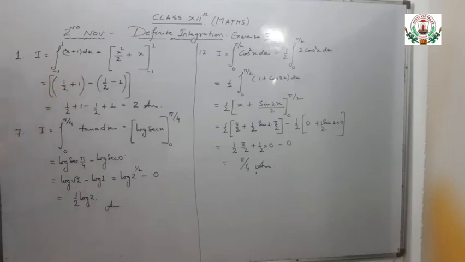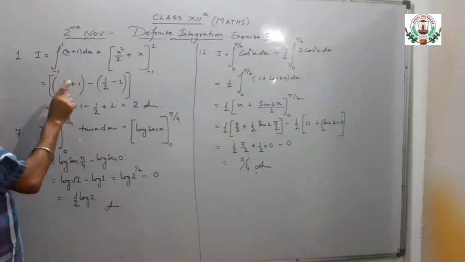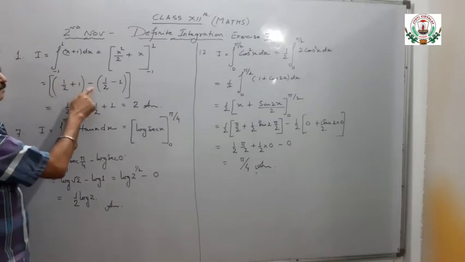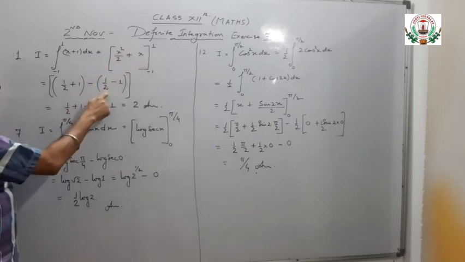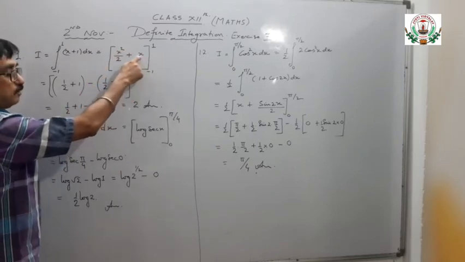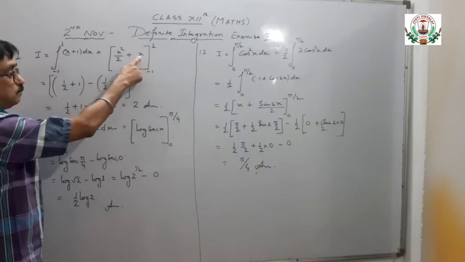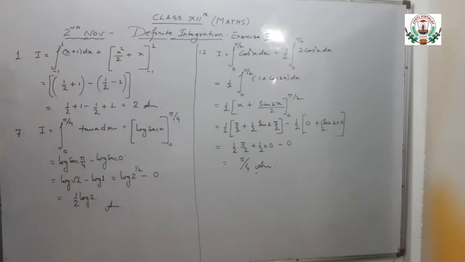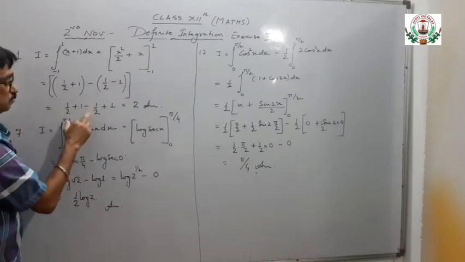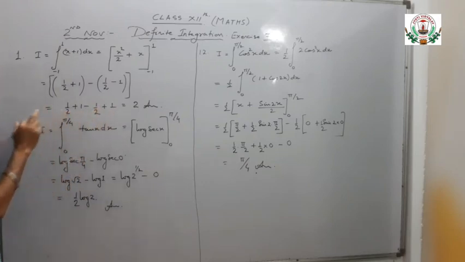Now we have to substitute the lower limit, minus 1. Minus 1 squared is positive, so 1 by 2, and minus 1 when we substitute in place of x. Now after substituting we will just simplify it. 1 by 2 plus 1 minus 1 by 2 plus 1 minus 1 by 2 plus 1 by 2 will be cancelled out and the result will be our answer. Final answer is 2.